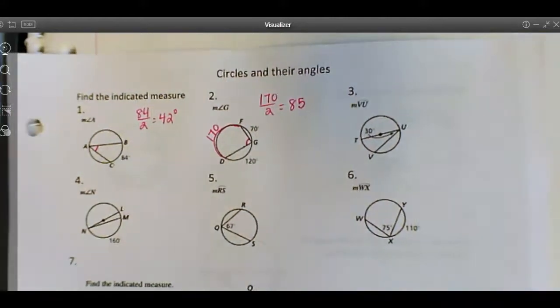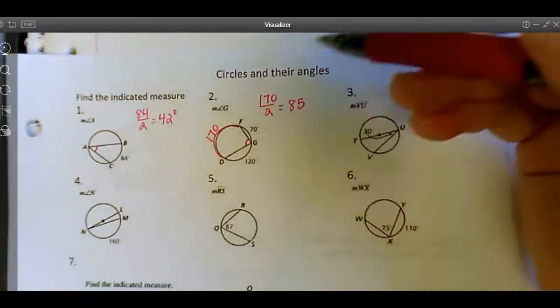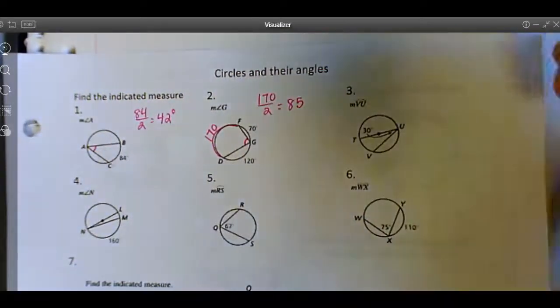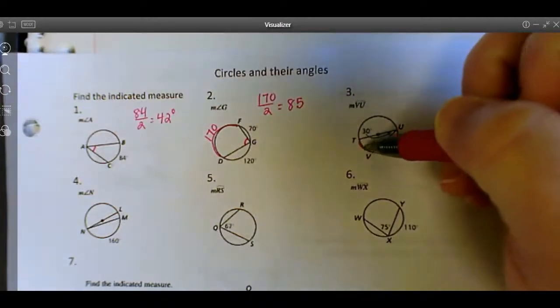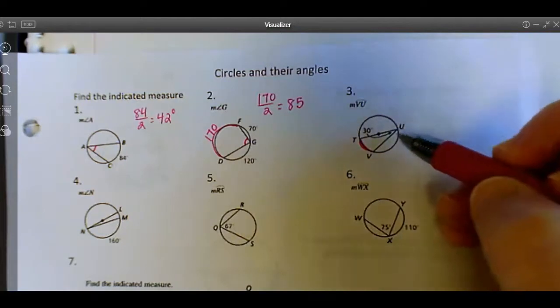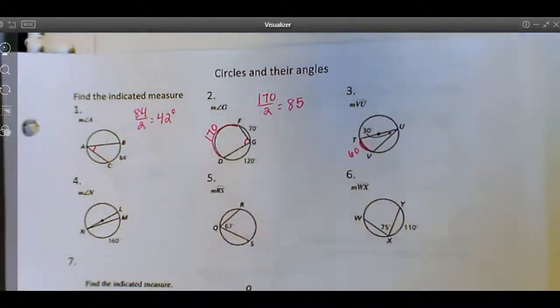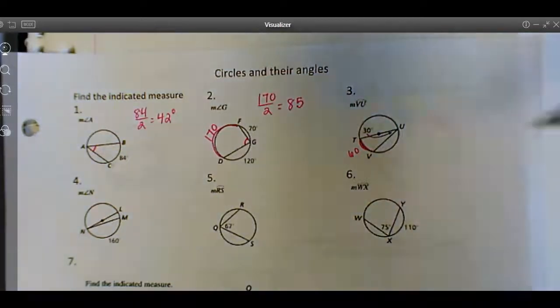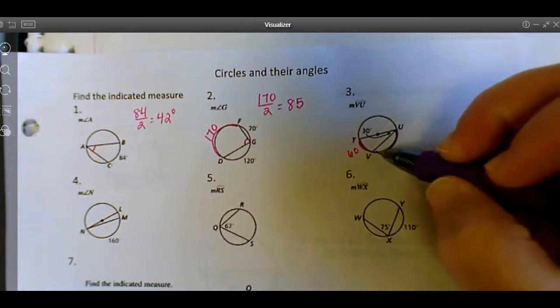Okay. On this one, it says for me to find the measure of the arc. So instead of going from the arc to the angle, I'm going from the angle to the arc. And what I know is if the angle across from it is 30, I'm going to multiply by 2 to get the arc across from it. So if I multiply that by 2, I'm going to get 60. That's not what the question's asking me, though. The question said to find VU. The question wants to know what this is.